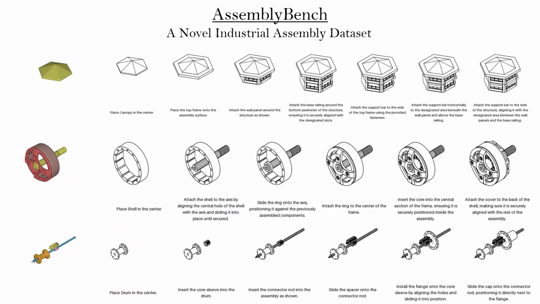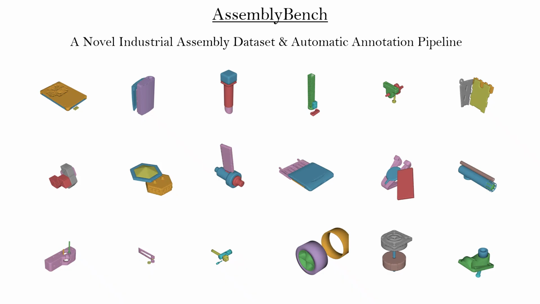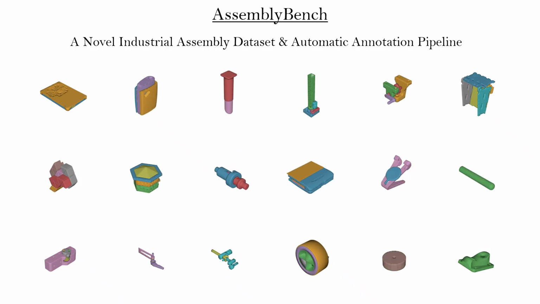Here we show the pipeline we present for automated instruction manual generation that we developed in order to create AssemblyBench. From a CAD model of an assembled object, we find the part assembly trajectories using a physics engine and import the animations to Blender. These Blender renderings are then used to prompt a large vision and language model to create CAD part names and text-based assembly instructions. Here, we showcase a range of example assemblies from our AssemblyBench dataset.